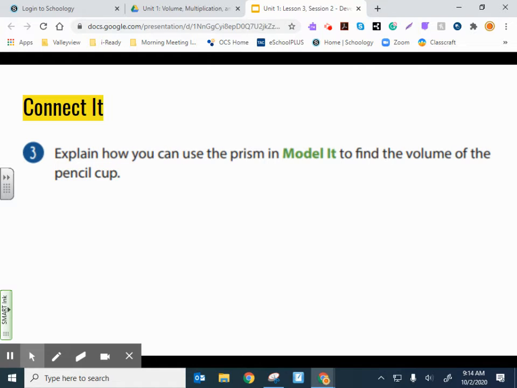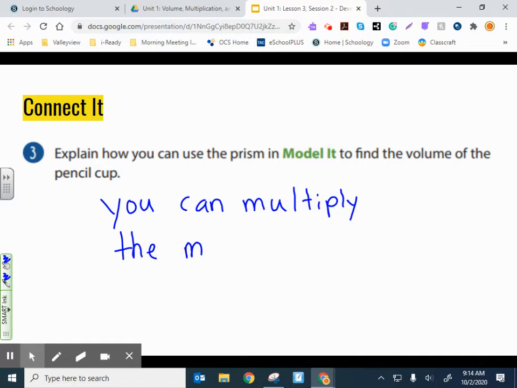Number 3, explain how you can use a prism and model it to find the volume of the pencil cup. Well, that's pretty simple. You can multiply the measurements. And then you probably already guessed that the next question is going to be, well, how do you multiply them? Well, let's tell them. So that's 3.